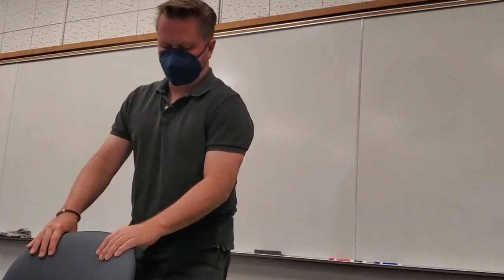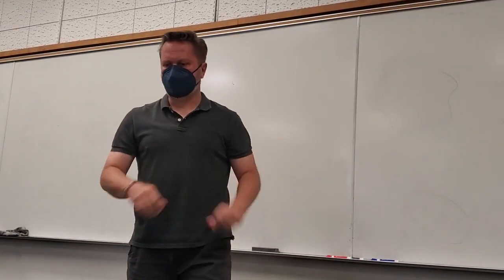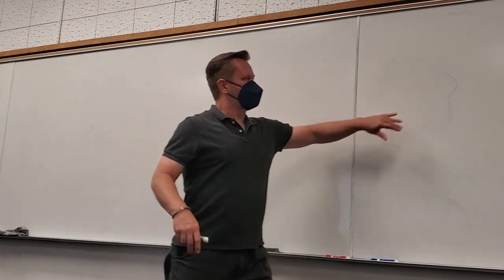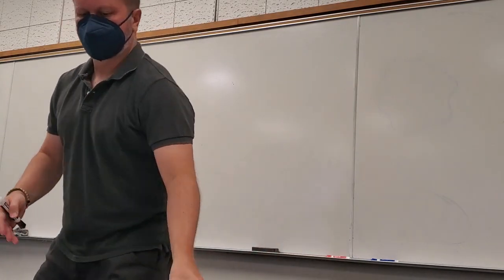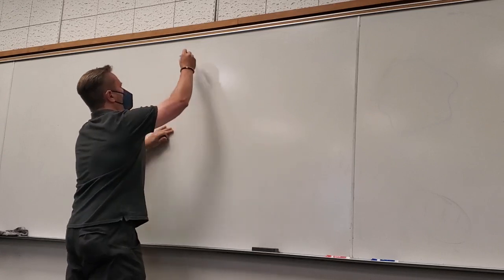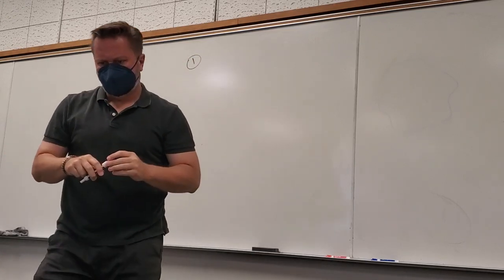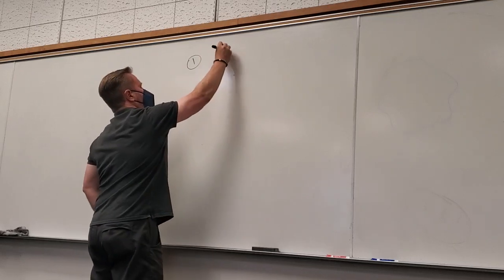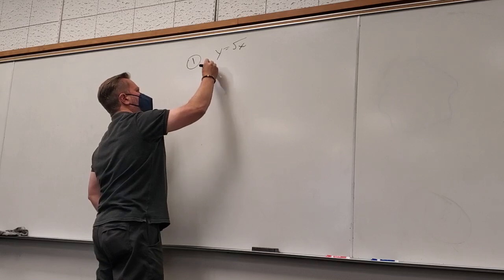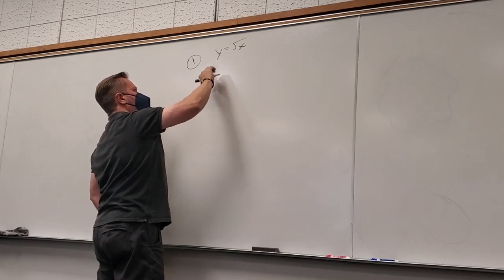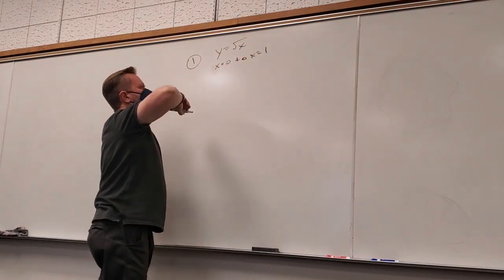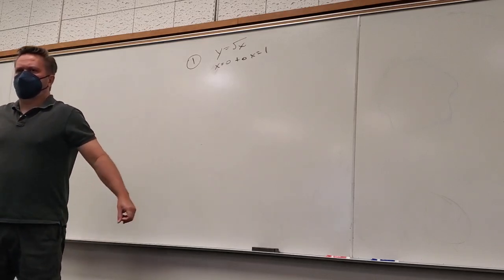So I want to do an example that I kind of lead into something we're going to do to get into section 6.3. So I want to do a disk example. Two of them, actually. So say I have y equals square root of x, and I want to go from, let's say, x equals 0 to x equals 1. Right? We'll sketch that region real quick.